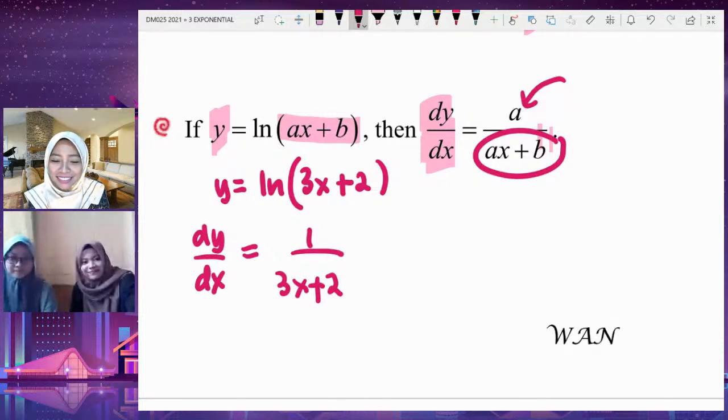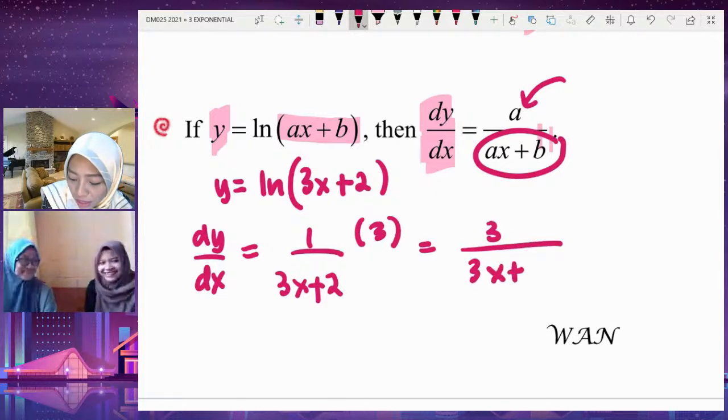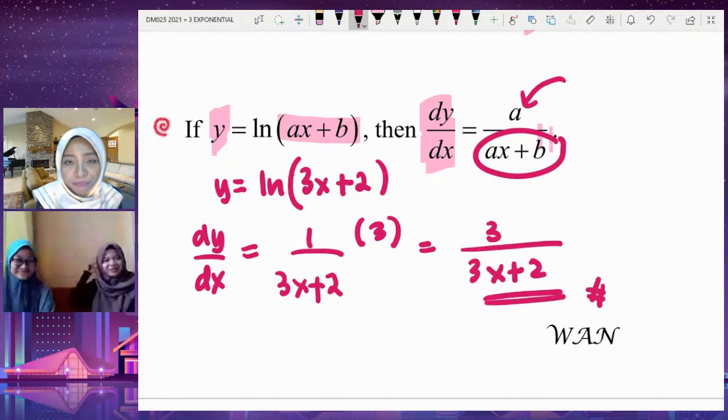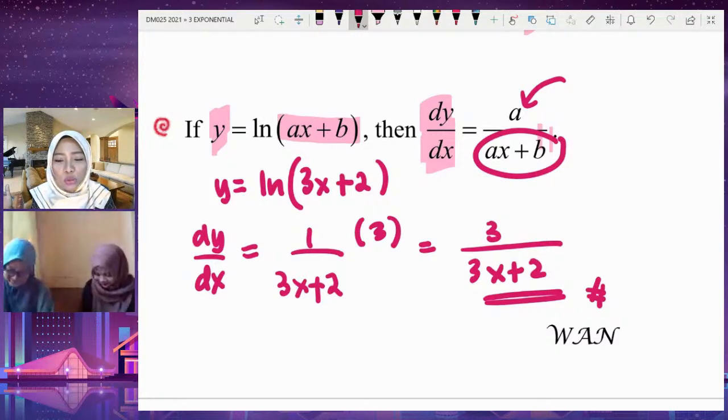3, madam. Yes, very good. So you are multiplying with 3 and then you just present your answer in a correct form. Okay? Boleh Shu? So far so good?